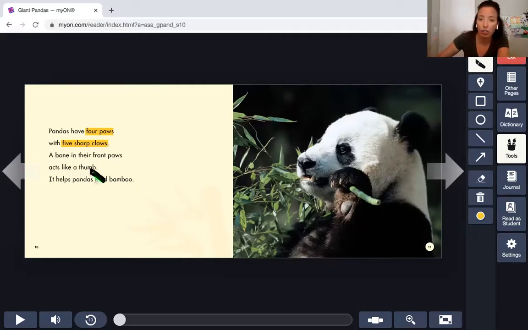All right, I'm kind of running out of room in my notes, but I'm going to try to squeeze it in. 4 paws and 5 sharp claws.